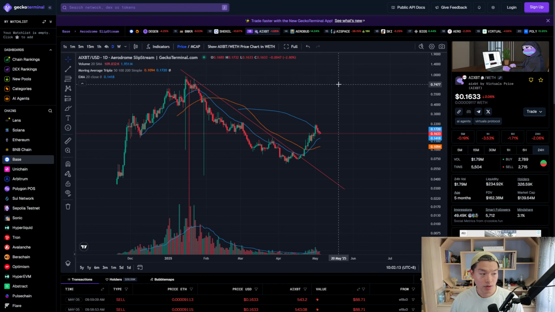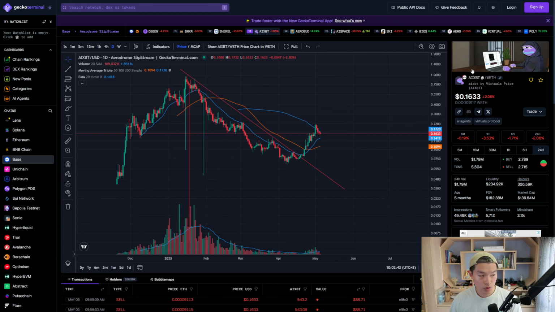But I'm not going to waste time doing more research if the chart looks absolutely horrible. There's no buying pressure at all. There's no sign that people are actually bullish on this token. So that's why I want to do some basic technical analysis at this stage.